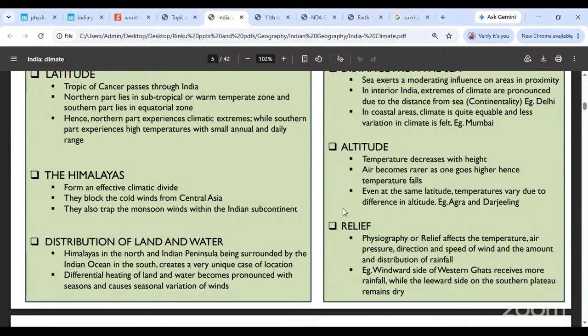And lastly, relief. Okay, relief माने you're saying कि physiography जो होता है, या meaning mountains, valleys, we are talking of that. Okay, so that affects the temperature, the air pressure, direction, speed of wind, and amount and distribution of rainfall. Okay, let's imagine temperature. Can a mountain affect the temperature? A place below the mountain will clearly be at a higher temperature. Okay, a place above the mountain will clearly be at a lower temperature, irrespective of the season, whether it's summer or winter. We are saying the temperatures will vary. Okay, that will affect the temperature.